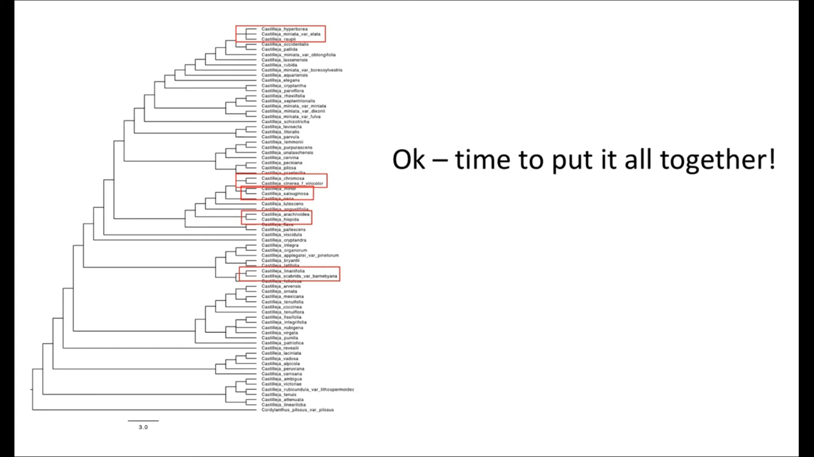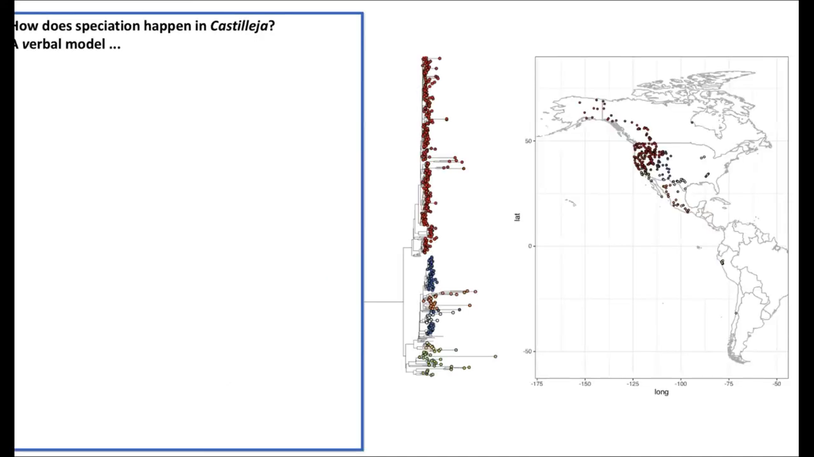Okay, so those are the patterns that we were seeing in the chloroplast phylogeny and in our species tree. And so now I want to put them together and talk about where we're sitting right now with systematics in Castilleja and what we think about its evolution. So first I want to talk a bit about what we think is happening with speciation in the group.